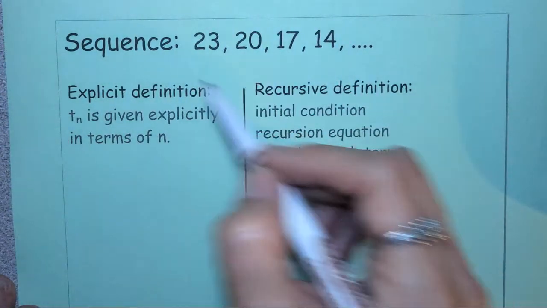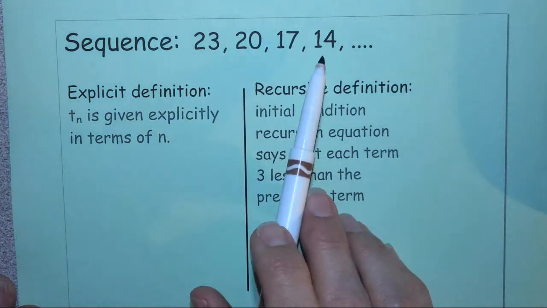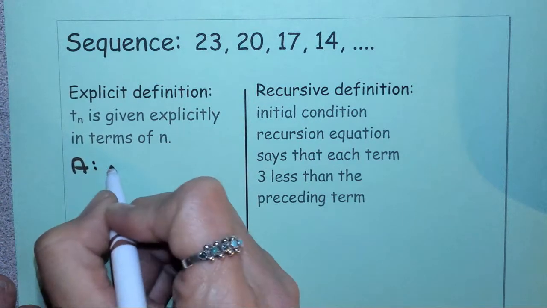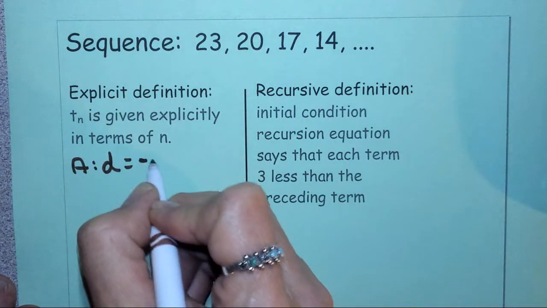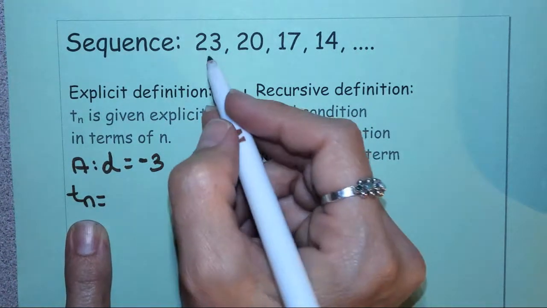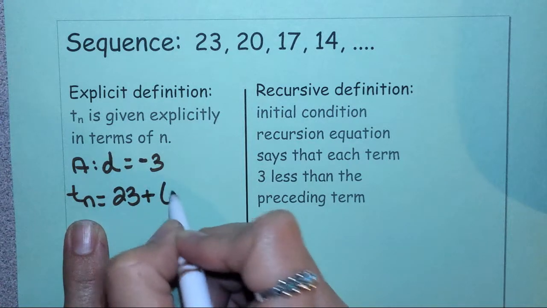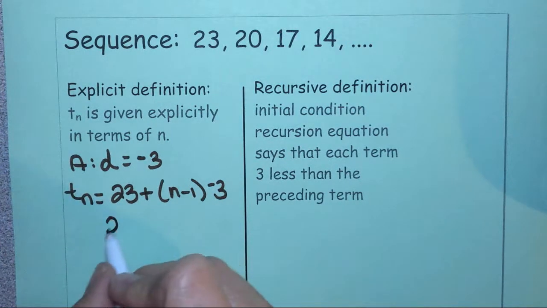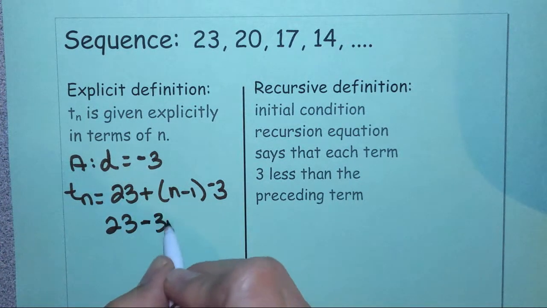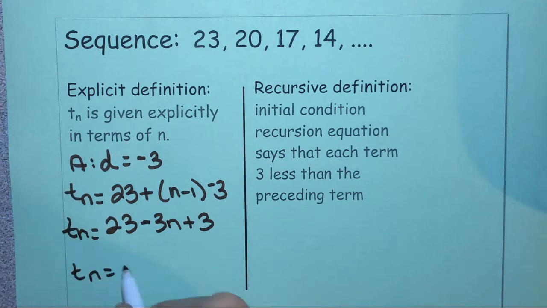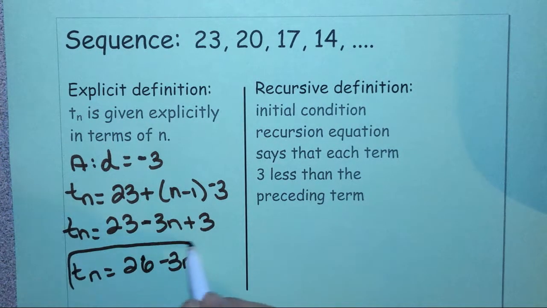So yesterday when we were doing these, we said, okay, is it arithmetic or geometric? We can tell by looking at this sequence that it's arithmetic, and that my common difference is -3. So when I go write my equation, we learned yesterday that you write the first term, which is 23, plus n minus 1 times my common difference. And then we distribute and get -3n plus 3. And then we combine like terms, and we get 26 minus 3n.